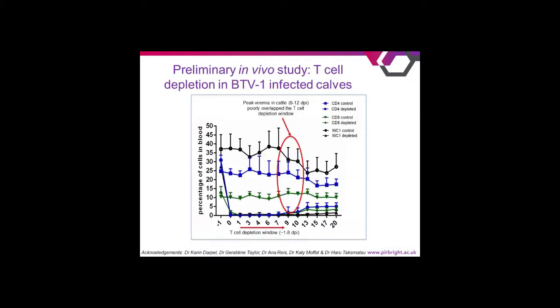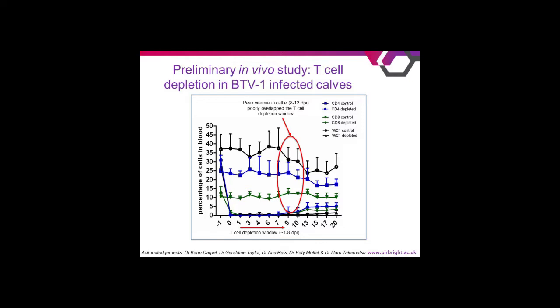A recent in vivo study carried out at the Pirbright Institute looked at the role of T cells in BTV1 infected calves. We found that CD4 depleted calves had higher clinical scores, impaired viral clearance, and also higher BTV RNA levels, whereas the WC1 gamma delta T cell depleted calves were found to have an earlier detectable increase in BTV RNA within the blood at 1 to 4 days post-infection. The major caveat to this study was that the peak viremia, which in cattle is typically 8 to 12 days, poorly overlapped that of the T cell depletion window, as you can see at the bottom.